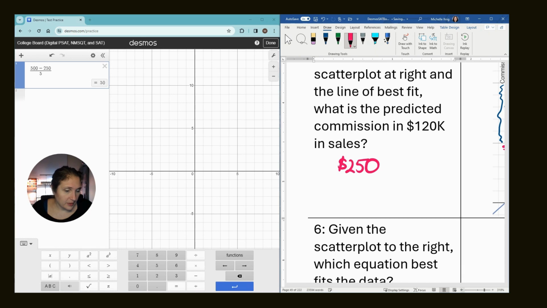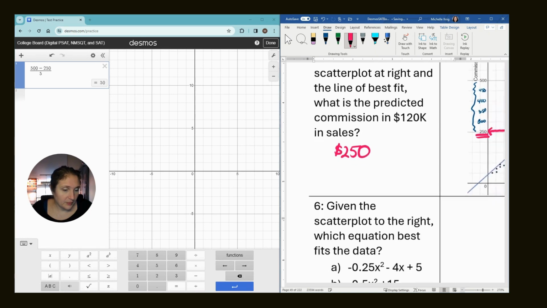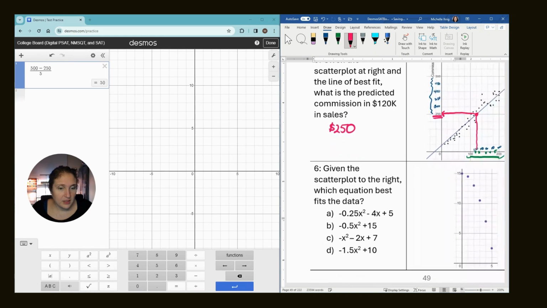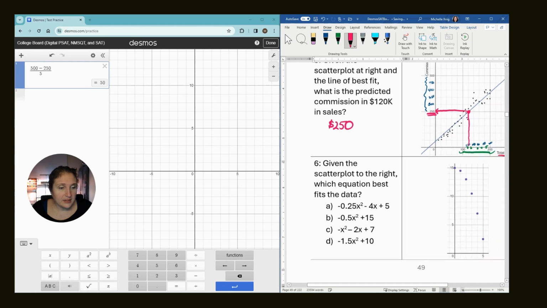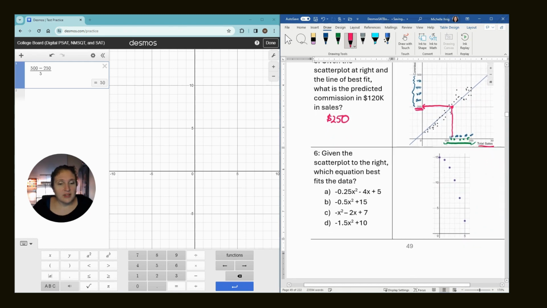Let's make this smaller again. We don't want it to be mad at us. All right, now the next thing says, given the scatter plot to the right, which equation best fits the data? Now, hopefully you notice that the data is curving down. So that's super important. And the fact that it's curving down, we know that the A value, the number in front of the x squared, has to be negative. But I was kind of mean when I wrote these questions, and all of them are negatives.